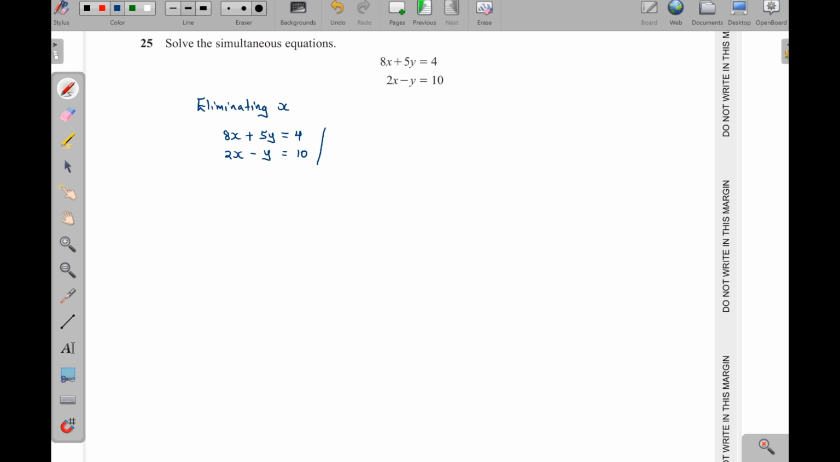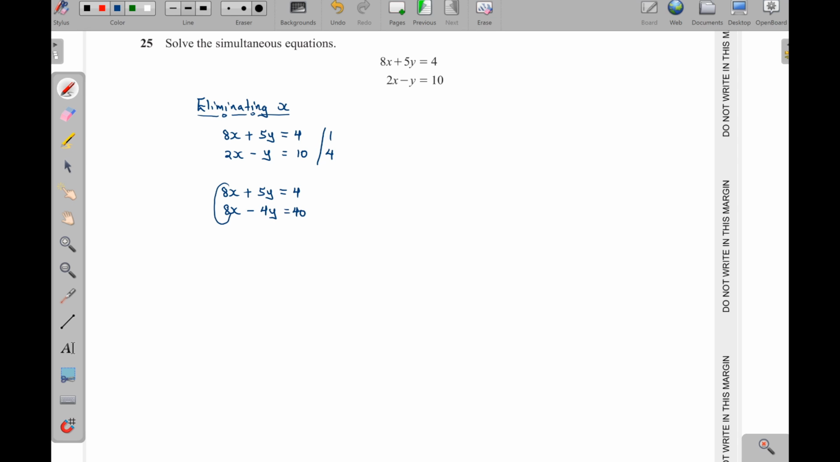Now, to eliminate one of them, that means the coefficient. So since I'm eliminating x, then the coefficient of x has to be the same in both equations, okay? So since this is 8 and this is 2, I can turn this 2 to 8 by multiplying all through by 4. Then this one I leave it. So when I multiply all through, this one here has remained. I'm going to just duplicate it, put it here. And then here we shall have 8x, 4 times everything, okay? Minus 4y, then is equal to 40.